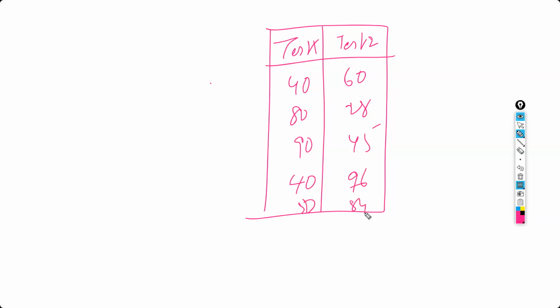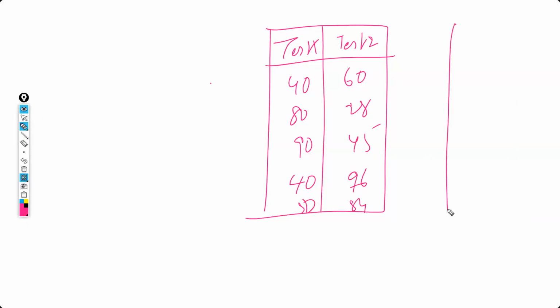I have written random numbers; that is not really possible, I just wrote random numbers. Now, my requirement is to select, out of these two tests, whichever is the highest. For some students, test 2 marks are highest. For some students, test 1 marks are highest. Now, what do I have to do in this case?